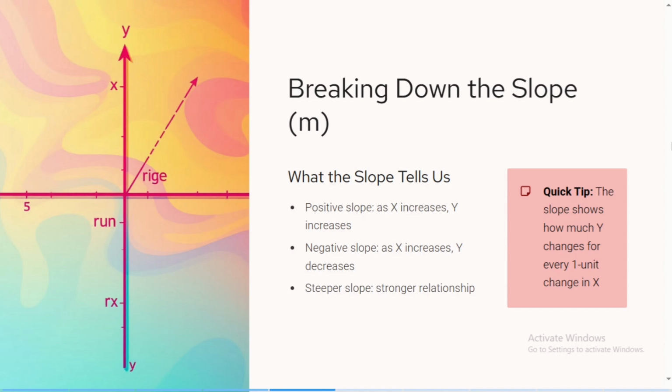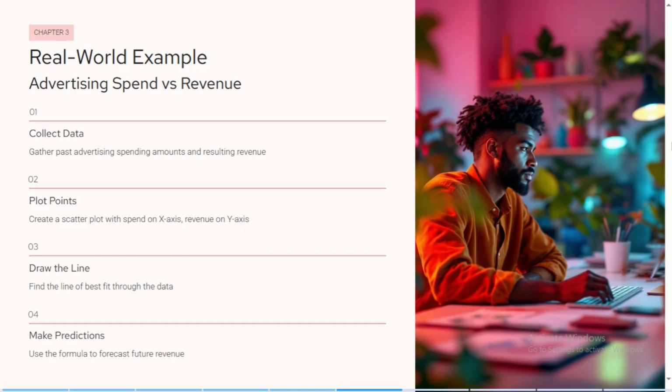So, if you are good to go with breaking down the slope, now let's understand this with a real world example. Imagine a company tracking advertising spend versus revenue. Step 1 is to collect the past data. Step 2 is to plot spend on the x-axis and revenue on the y-axis. Step 3 is to draw the line of best fit. Step 4 is to predict the future revenue. This is exactly how companies plan their budgets. Linear regression turns raw numbers into smart business decisions.